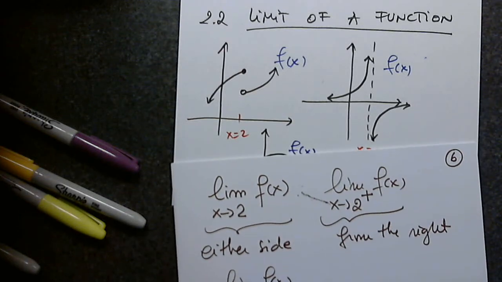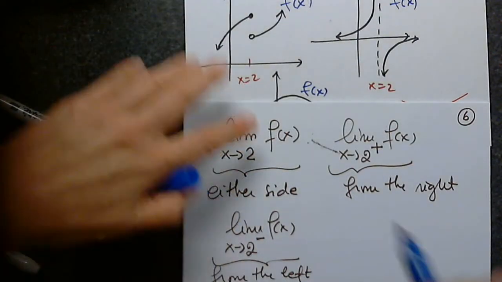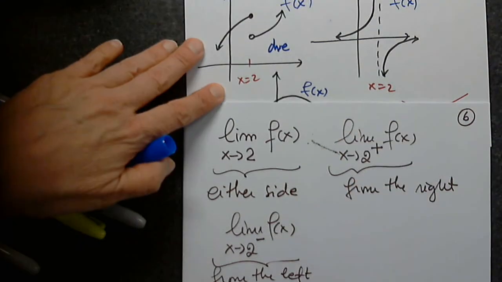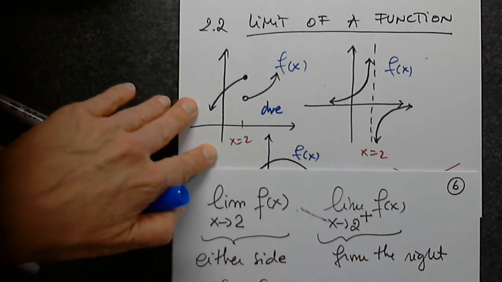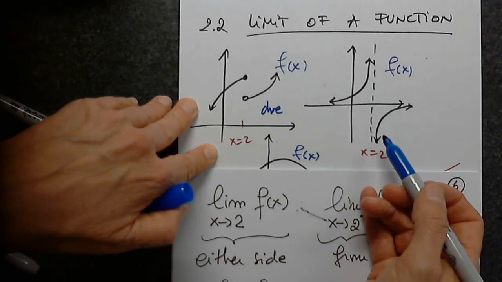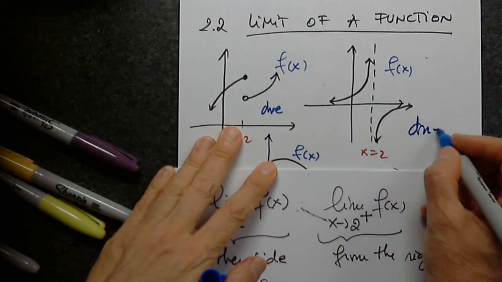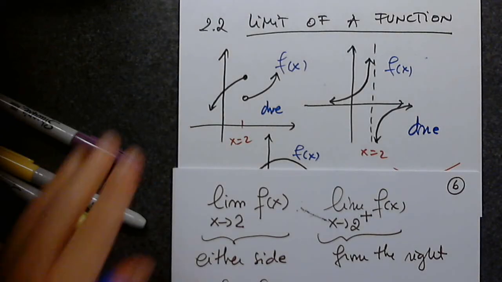Both sides do not go to the same number. If both sides of the function, when x approaches 2 from either side, do not go to the same number, the limit does not exist. So I will say here, DNE. It does not exist. What will you say in this situation? So when x approaches 2 from either side, the function values go to the same thing. DNE, yes. Exactly the same thing.